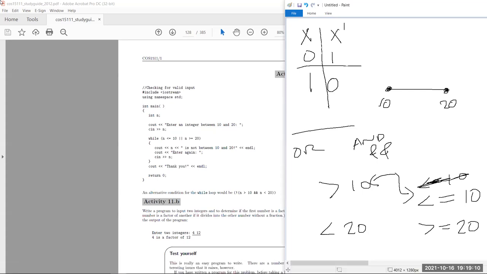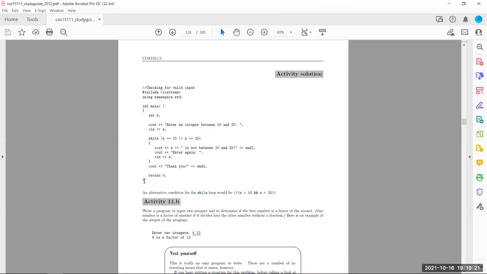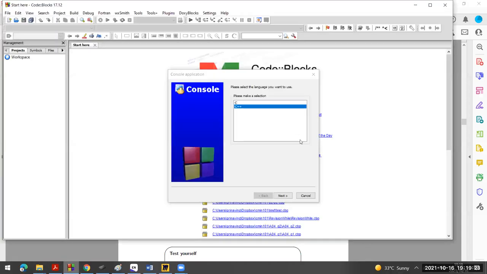What happened to my cursor? Where's my cursor? All right, let's go and minimize that. I don't want that. Watch what a fast typist I am. Let's open up code blocks first. Right, there's my code blocks.